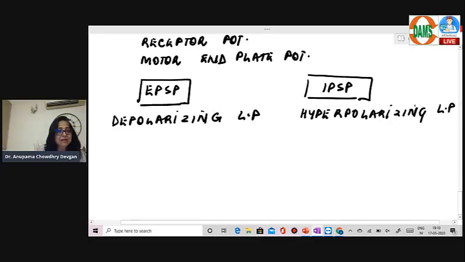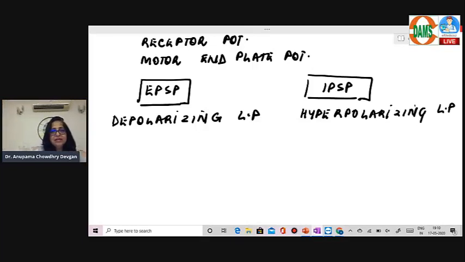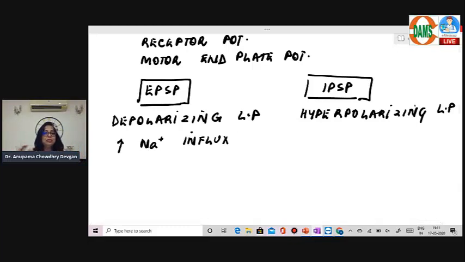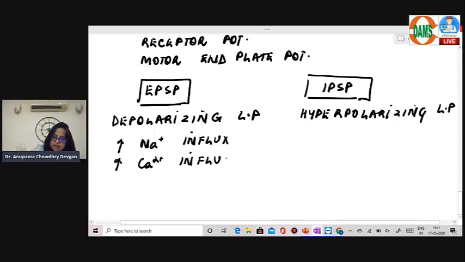Now, how do you get an EPSP? EPSP will be seen once the cell gains positive charge, right? If the cell gains positive charge, you get an EPSP. How do you get an EPSP? If there is an increase in sodium influx, sodium comes from outside to inside, the cell gains positive charge, and the potential will become less negative. Or if there is a calcium influx, calcium will come from outside to inside, inside will gain positive charge, a depolarizing local potential. Or if there is a decrease in potassium efflux, right?